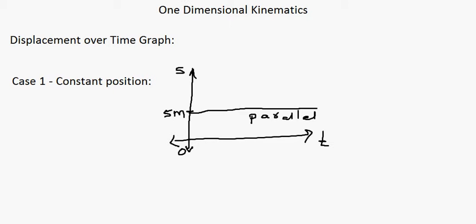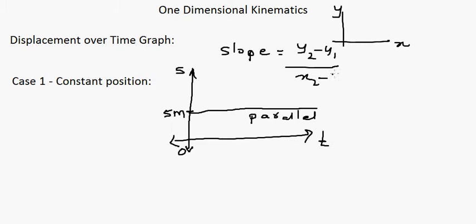Okay, so when it comes to graphing, there's one more important thing, that is slope. For those who don't know what slope is, let's say if we have an x by y graph, y by x graph, whatever. In these terms, the slope is always equal to y2 minus y1 upon x2 minus x1. That is my change in y divided by my change in x.